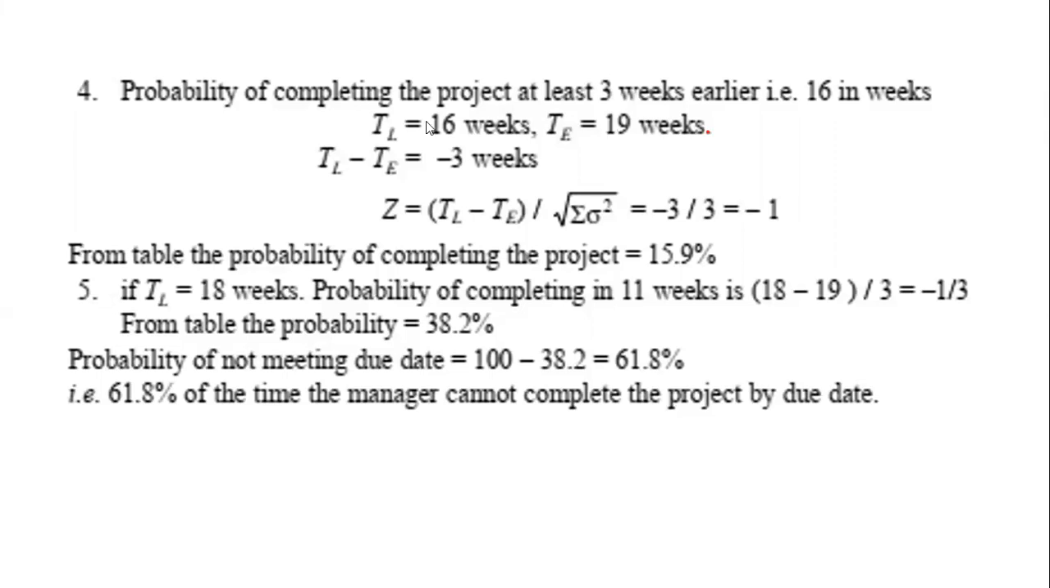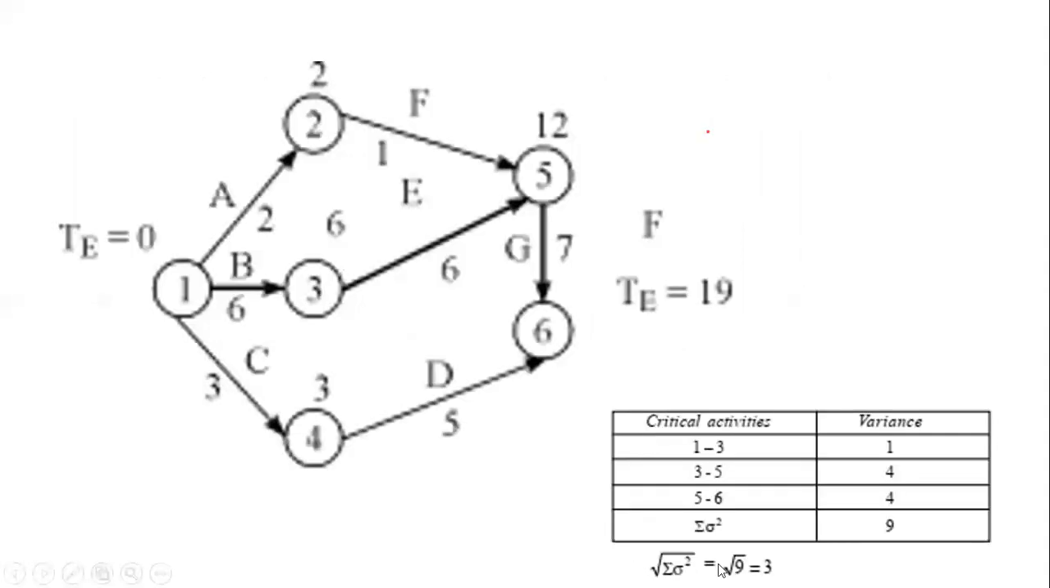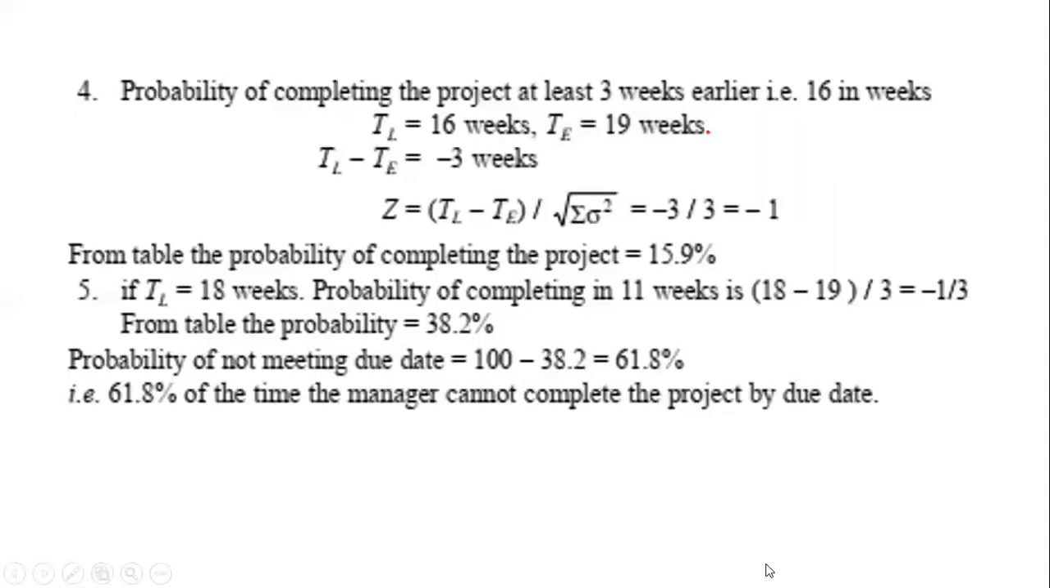So TL is 16 weeks expected, and 19 weeks is the original one. So TL minus TE under root sigma square. That sigma value is calculated already in the previous case. Here the sigma value is 3. So sigma square is 3 square, 9. Again it comes 16 minus 19 divided by 3 is minus 1.